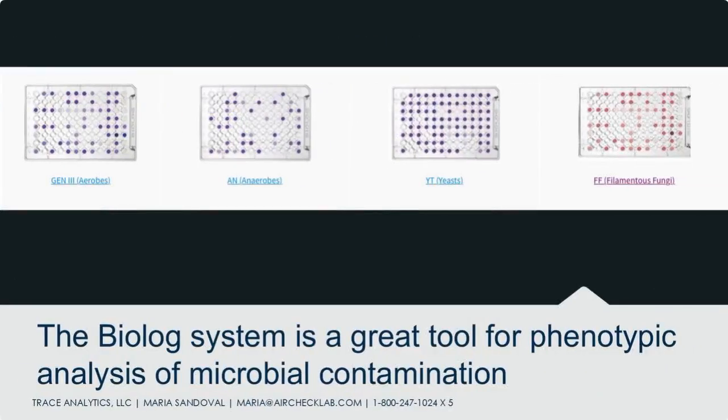So the Biolog system is a great phenotypic tool that's used in microbial identification. What you see here at the top is a 96-well microassay. And this system has different plates for aerobes, anaerobes, yeasts, and filamentous fungi.